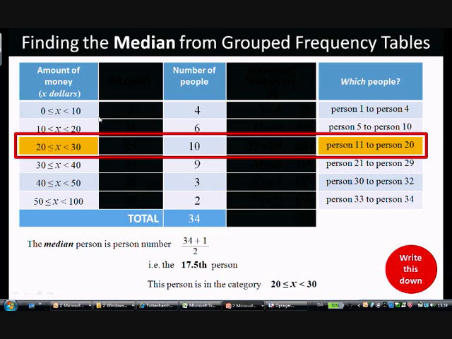While you're writing that down, I'll just explain. The median is all about having the numbers in order, and the numbers in this table are already in order because it starts with the people with the least money, 0 to 10, and then it goes up in steps to the people with the most money, 50 to 100. So the median needs the numbers to be in order, but the numbers are in order in this table.